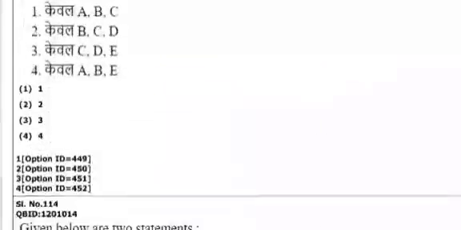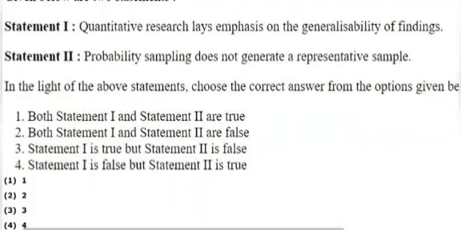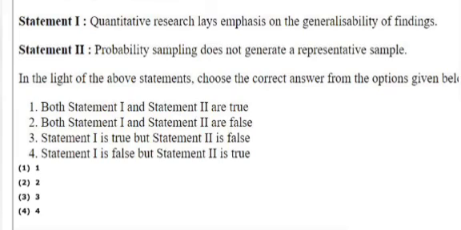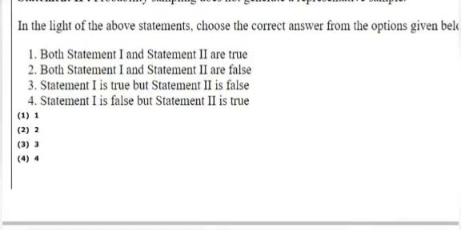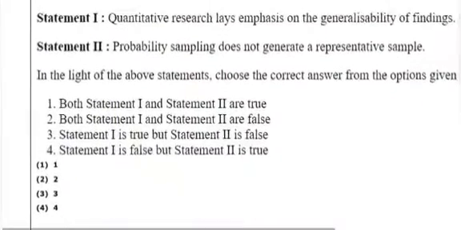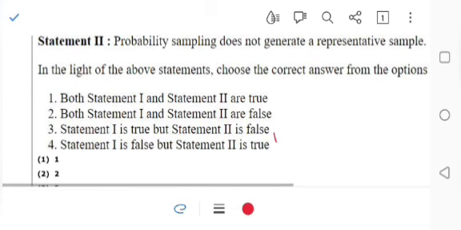Okay. Next, number 14. Given below are two statements. Statement 1 says quantitative research lays emphasis on the generalizability of findings. Statement 2, probability sampling does not generate a representative sample. In the light of the above statements, choose the correct answer from the options given below. So these are the options of the said question number 14. Correct option will be statement 1 is true but statement 2 is false.